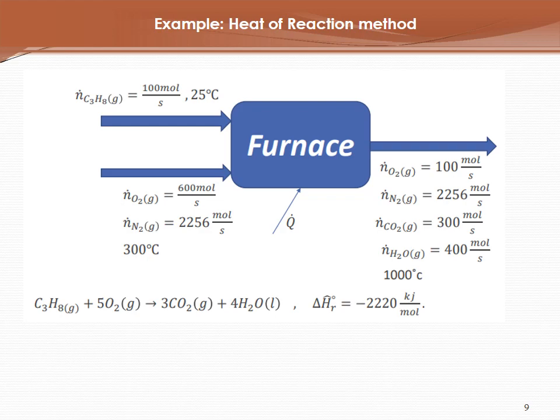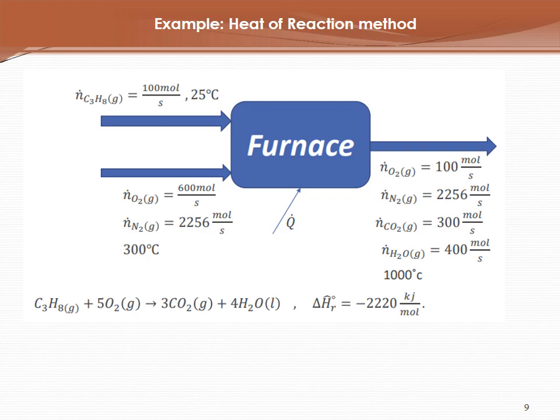The oxygen flow rate is 600 moles per second, and oxygen is in the gaseous state, and we have nitrogen at 2256 moles per second. The air, or the combination of oxygen and nitrogen, is at 300 degrees Celsius. One thing to remember is that nitrogen will not react, because we send air. Nitrogen is part of air, and this will just come out. Of course, this nitrogen will get heated, but it will not take part in the chemical reaction.